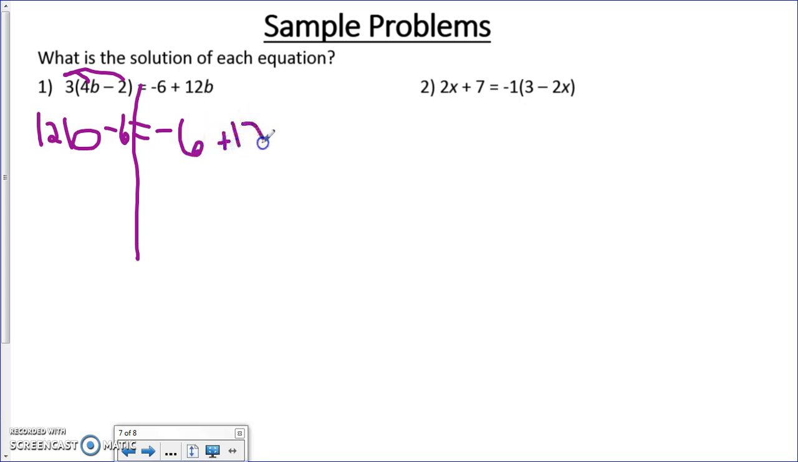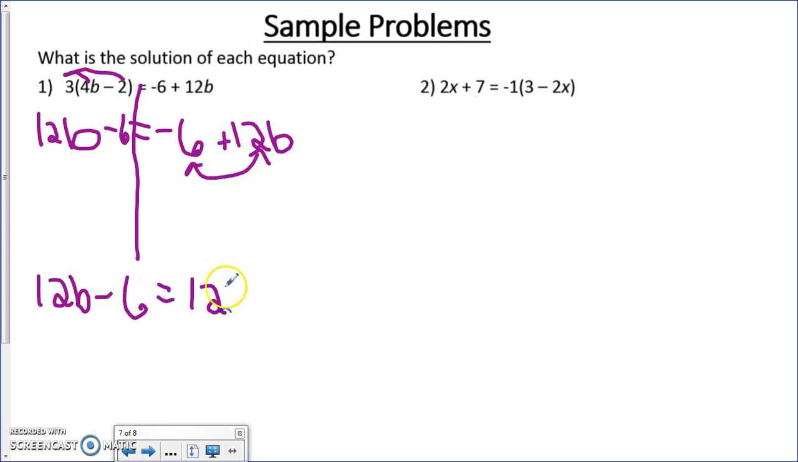Now, although these might not look identical, if we rewrite it, okay, this is a positive 12b. Is there a positive 12b over here? Yes, right here. So we can actually switch these two terms to look at it a different way. So we have 12b minus 6 equals, and if we switch those two, it's still a positive 12b, and negative 6 now becomes minus 6. So this would be an identity. Same thing on both sides of that equal sign.